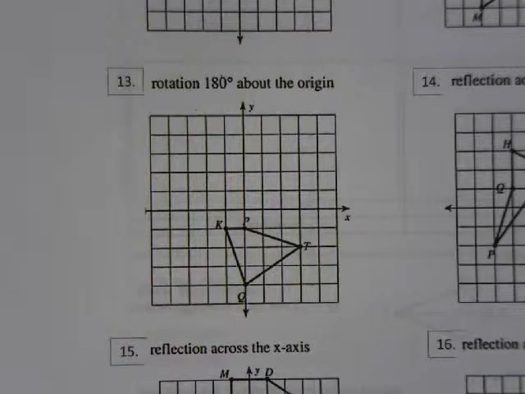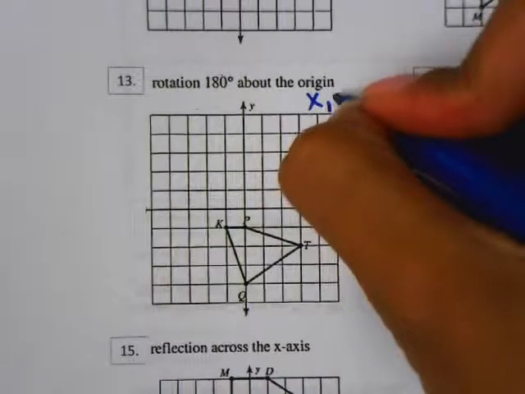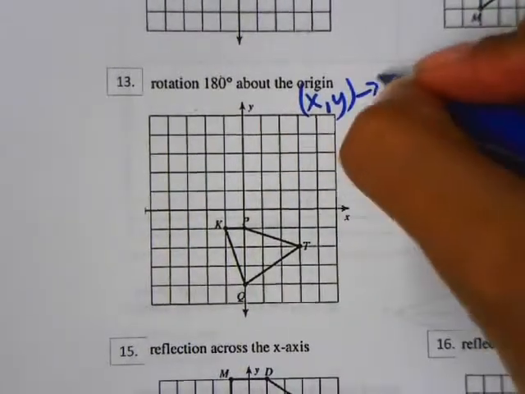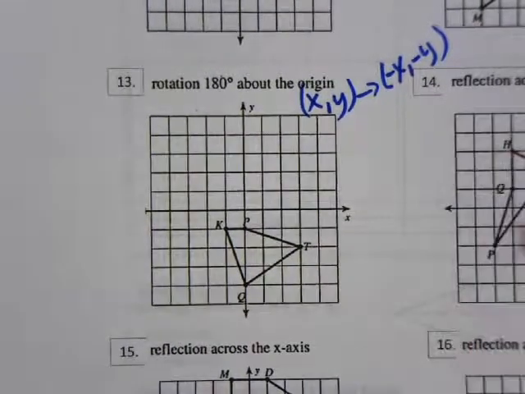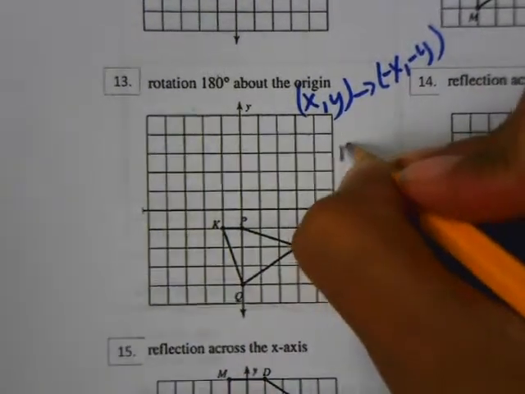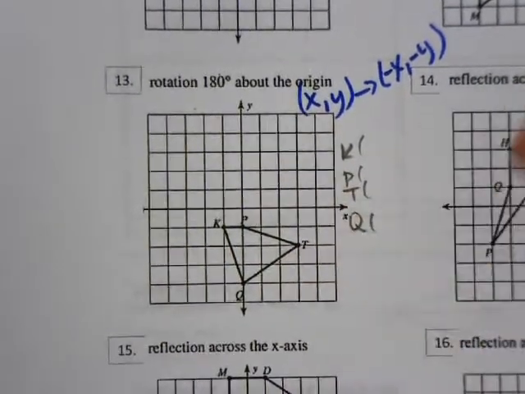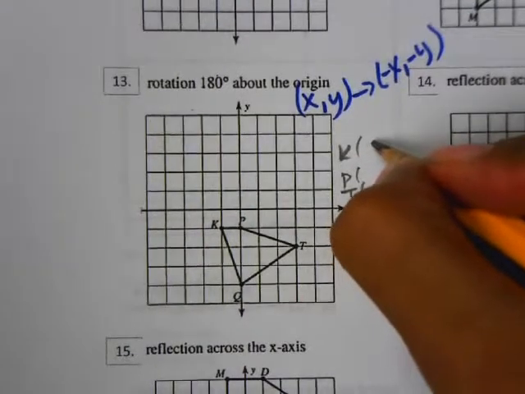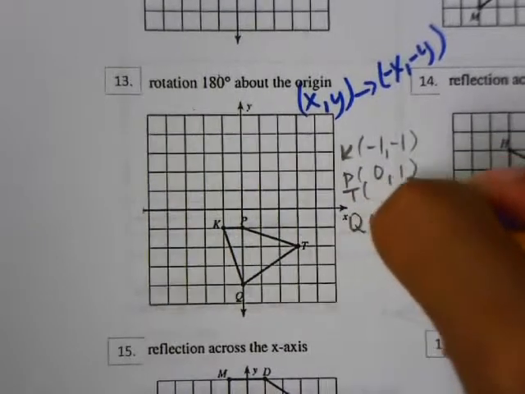This one is the X and Y. You take them and you make them their opposites. Alright? So in order for us to make them their opposites, we gotta find the originals. So let's write down what the originals were. So K, P, T, and Q. Alright? K was at -1, -1. P was at 0, 1. T was at 3, -2. And Q is at 0, -4.